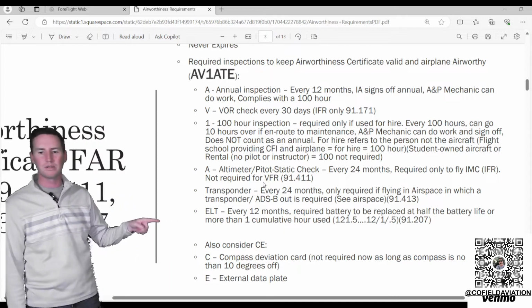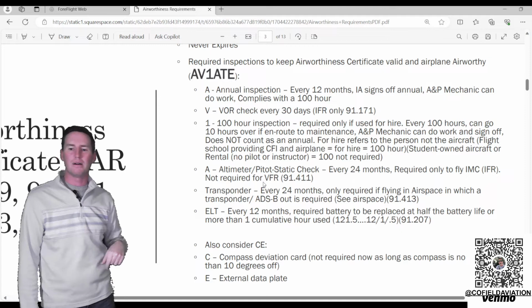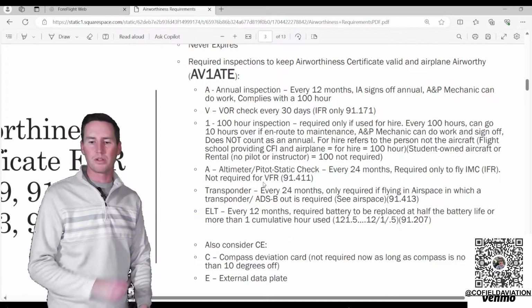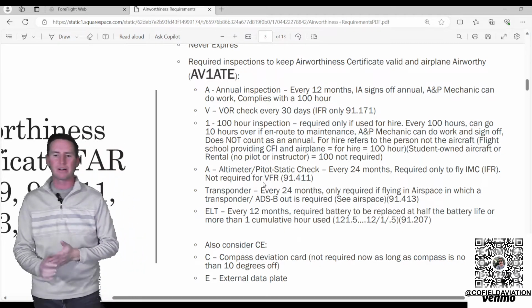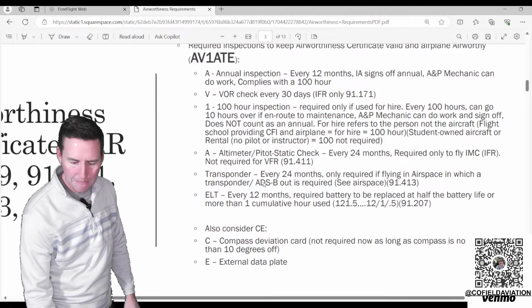ELT is every 12 months. So usually ELT gets done at the same time as the annual inspection. And remember that 121.5 for 12 months, 1 cumulative hour and half the battery life, and then C&E. All right, let's move on here.